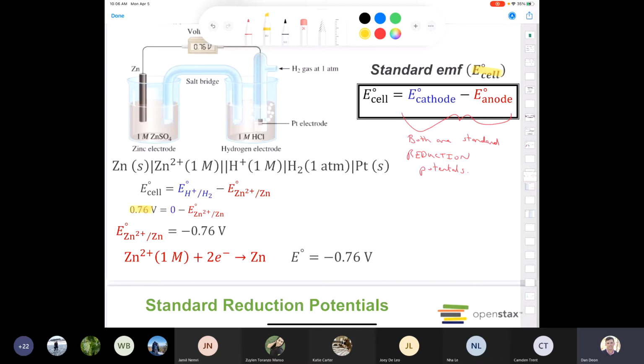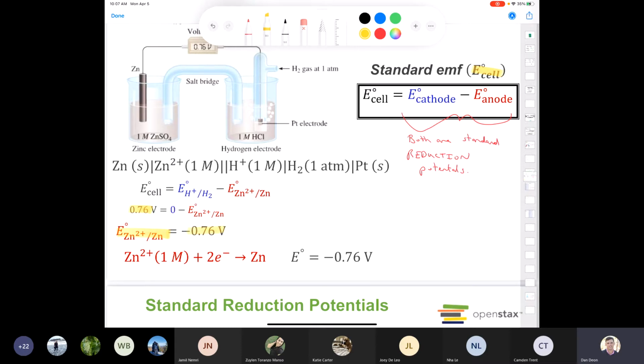Now this is where I really don't want you to mess up. I know that the zinc is being converted to zinc 2 plus. But remember, this represents a standard reduction potential, even though the zinc is getting oxidized. So don't mix up the 2 here. You just take the value from the table when we get there in a second. So we have 0.76 volts equal to 0, subtract the standard reduction potential of zinc 2 plus to zinc. That means the standard reduction potential of zinc 2 plus to zinc is equal to negative 0.76 volts.